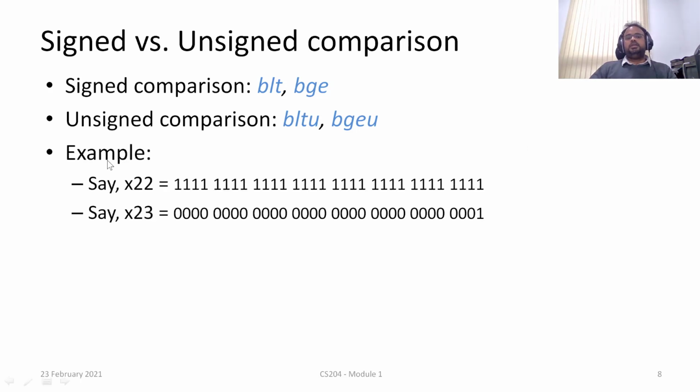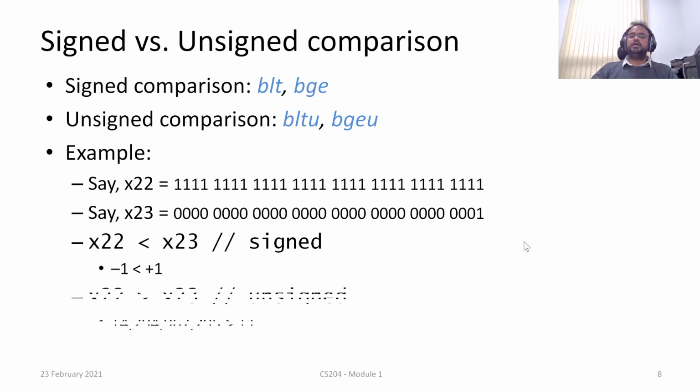So an example can be something like this. Let's say x22 has the value which is all ones, and x23 has all zeros, just the LSB position is 1. These are the bit positions. If we want to do a signed comparison, the way these values are interpreted is x22 is interpreted as -1 and x23 is interpreted as +1. So x22 is less than x23 will be yes.